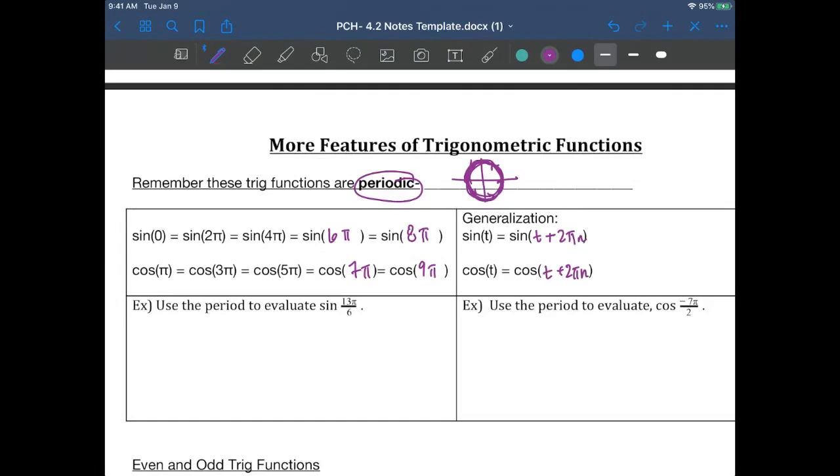Okay. So we're going to evaluate sine of 13 pi over 6 using our ideas of periodic functions. So I know that the sine of 13 pi over 6 is equal to the sine of, how many full rotations can I take out of 13 pi over 6? So 2 pi written with 6 would be 12 pi over 6. So how many 12 pi over 6's can I take out? Just 1. So 13 pi over 6 has a coterminal angle at pi over 6.